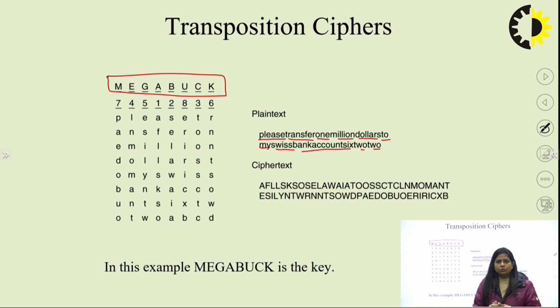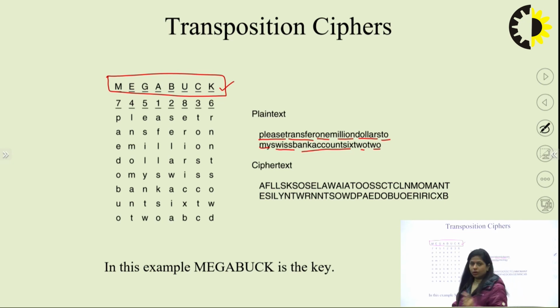We have nothing to do. Simply just place this plain text in this order. What is the order? What is the format? The format depends on this key. I have written the key over here, MEGABUCK. Then I have written the plain text in the sequence, right?